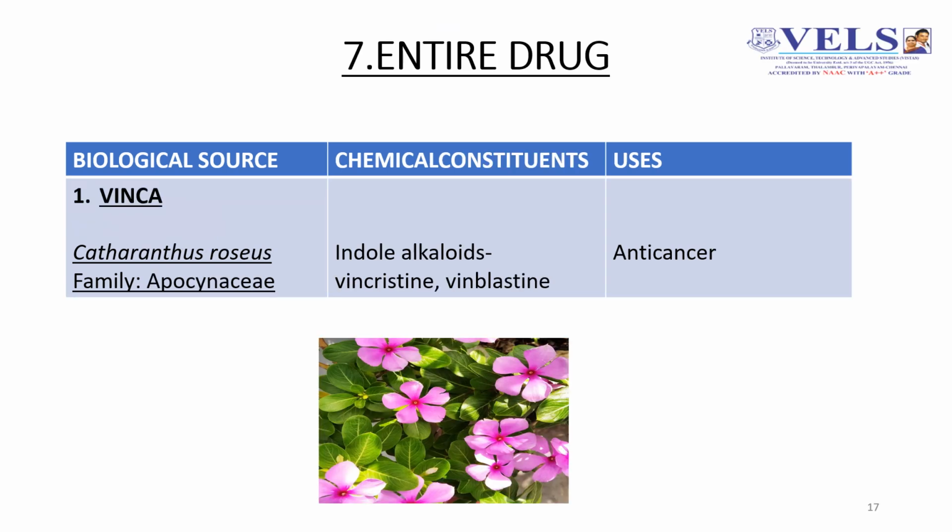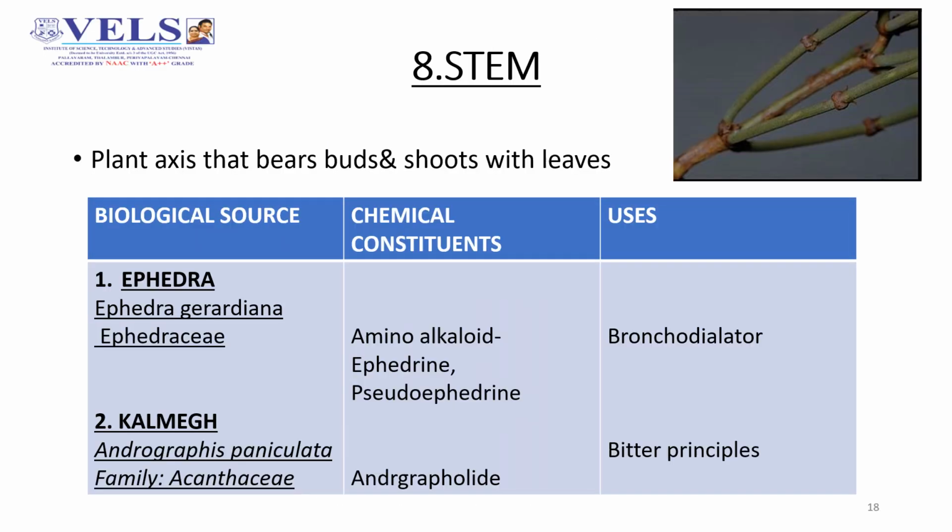So the seventh one is entire drug, that is Vinca, Catharanthus roseus, belonging to the family Apocynaceae. Entire drug means all the parts are equally important for medicinal purposes. That is known as entire drug, like neem and all. So Vinca contains indole alkaloids, mainly vincristine, vinblastine, mainly used as anti-cancer agents.